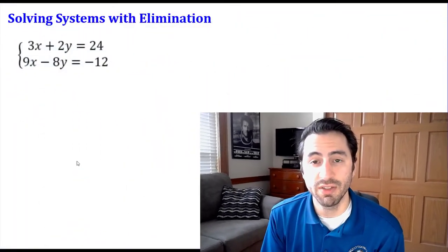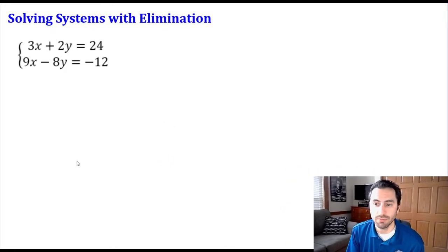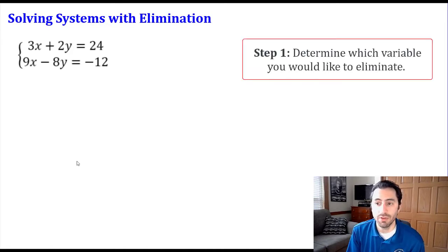So what I'd like to do is take a look at an example, and as we go through it, we'll talk about each of the steps on how to solve this. So here's my system. 3x plus 2y is equal to 24, and my second equation is 9x minus 8y is equal to negative 12.